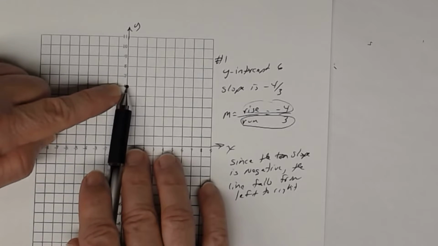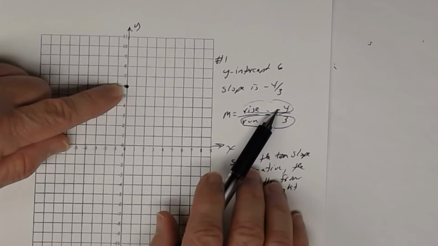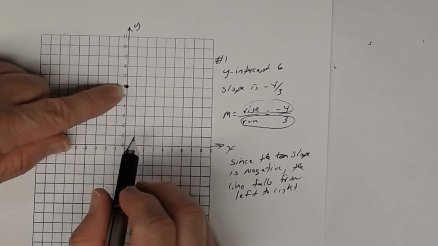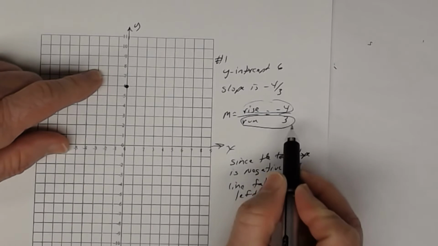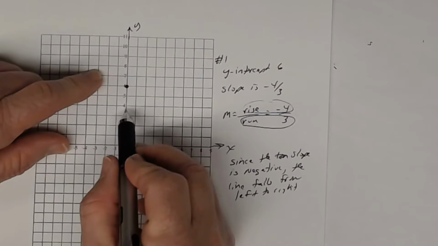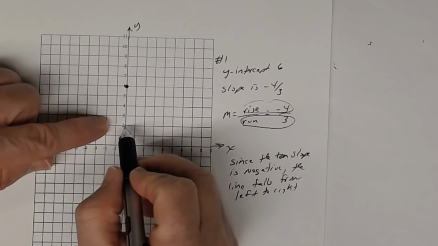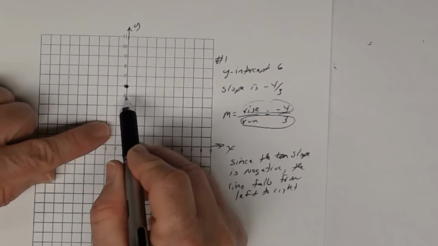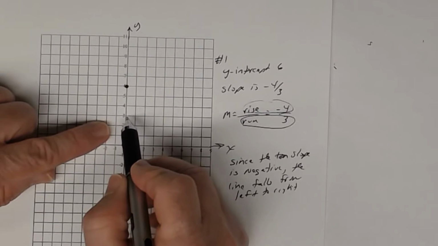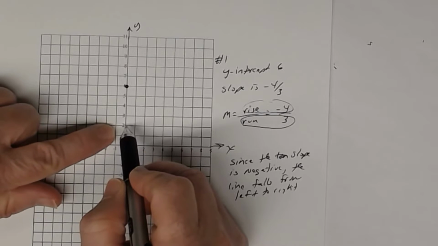So from this point, I'm going to do my rise first. Since my rise is negative, I'm going to go down 3. I'm sorry, down 4, excuse me. 1, 2, 3, 4. Now don't put a dot there, because you still have your run to deal with. Down is negative. So that's where I'm at. Don't put a dot there, because that's not that point.